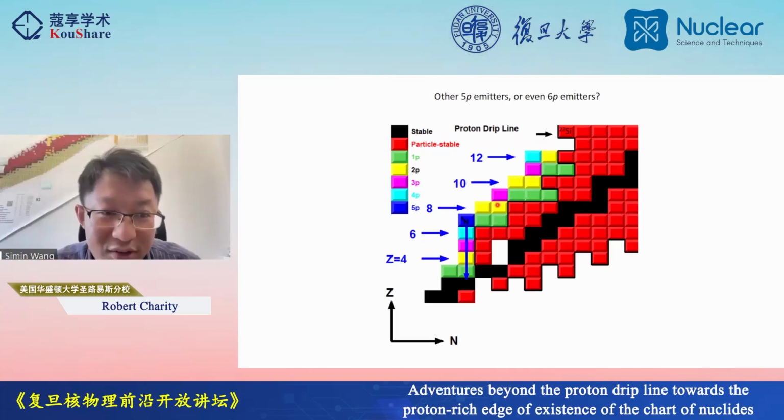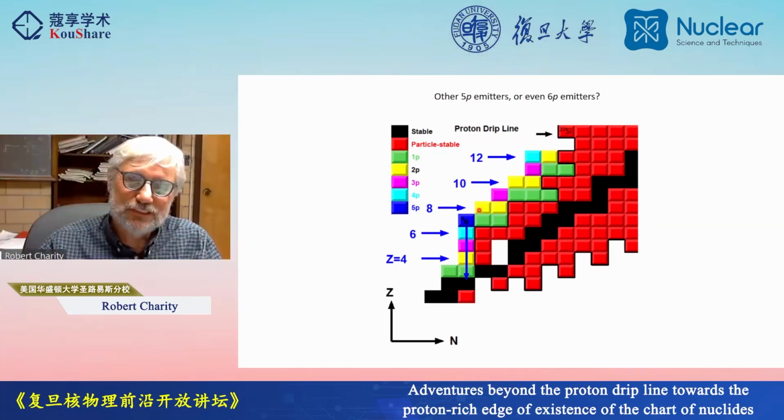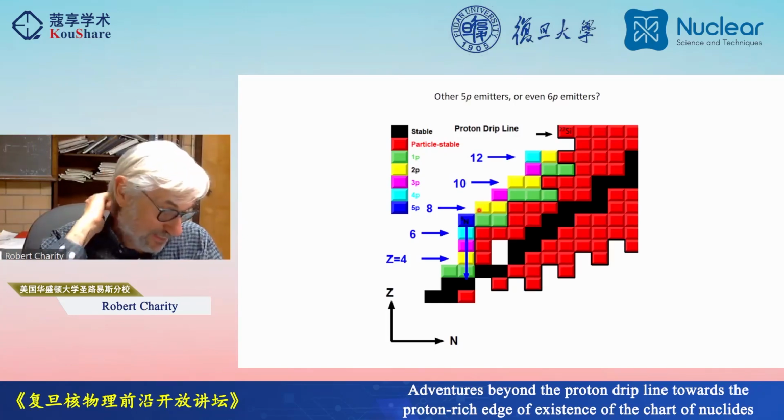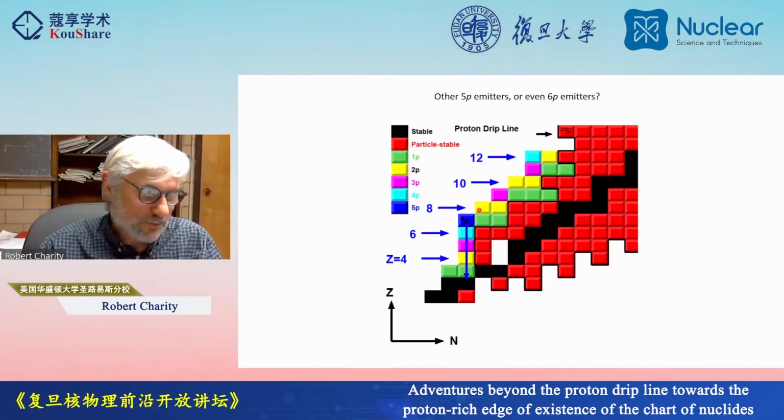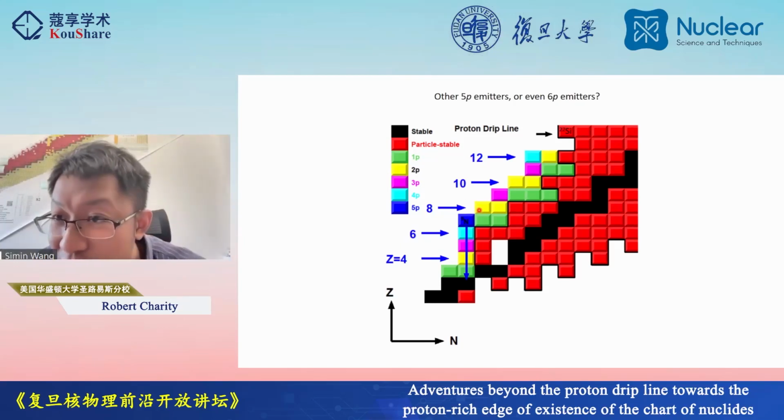That's very interesting. But it is still interesting that you got such a large cross section for oxygen 11, which I still don't quite understand. Any more questions?